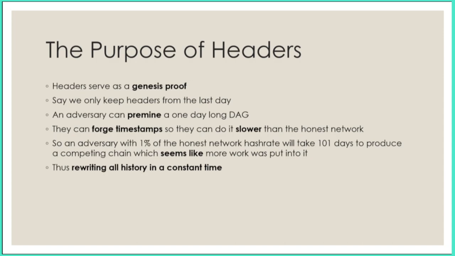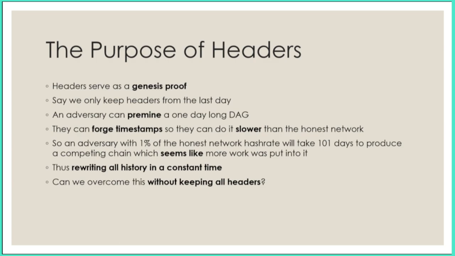And the way we get over it right now, like in Bitcoin, the naive way to get over it is to keep all of the headers. And then, in order to create a new history, you have to put in the same amount of work that was put in all of the headers, not just the last 24 hours, and then you can't rewrite history anymore unless you actually produce more work than the honest network. So this is what I mean by proof of genesis.